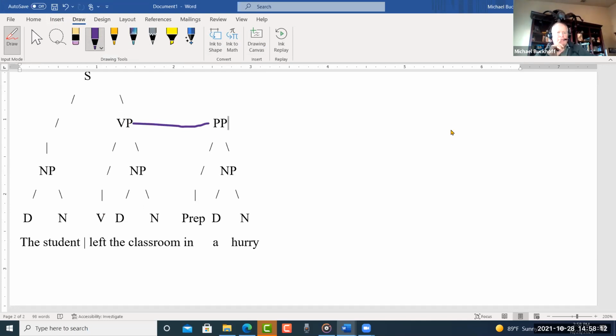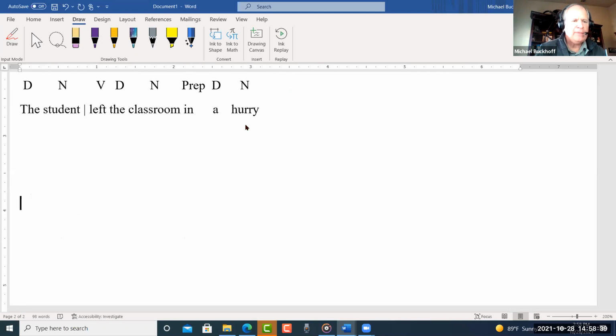Okay, figure that out. It isn't perfect, but what we're showing now is the verb phrase consists of now three parts. It consists of a verb, a noun phrase, and a prepositional phrase. That's kind of what that is. You guys see what we did there? Okay, let's try a couple of other ones here.